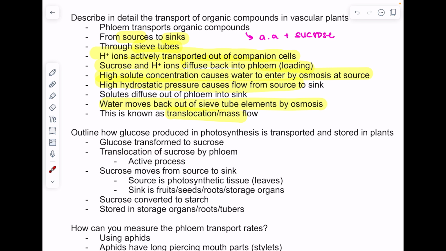So again, it's kind of reiterating everything we've already said. We know that it's an active process whereby sucrose is loaded into the phloem. We know that the sucrose moves from source to sink in the process of translocation. That source is going to be your leaves where photosynthesis takes place. Your sink could be fruits, seeds, roots, storage organs. And then when that sucrose is going to be stored, it needs to be converted into insoluble starch so that it has no osmotic effect.